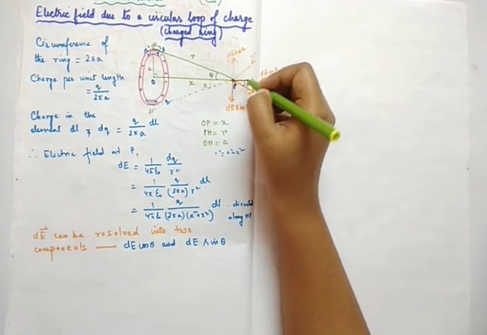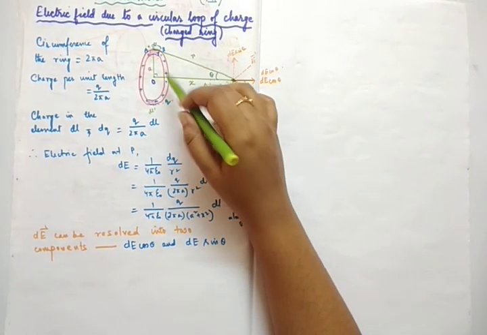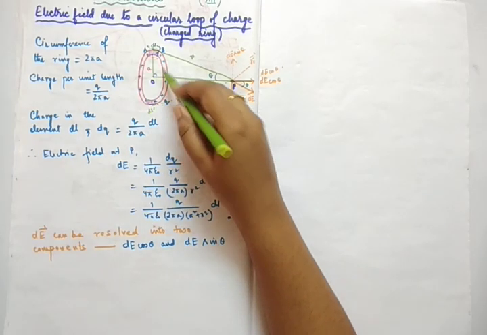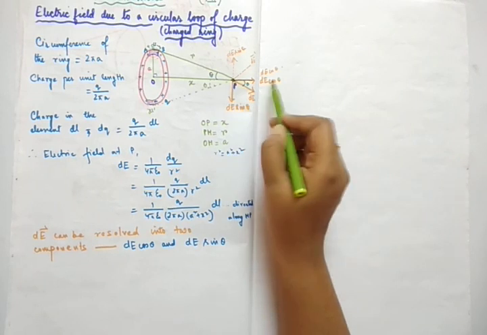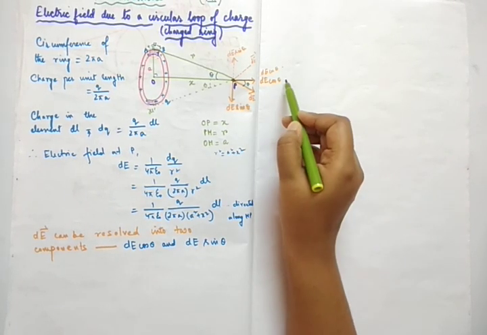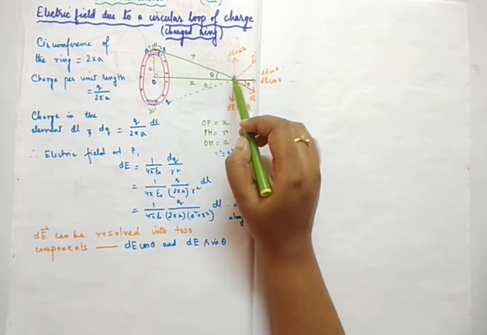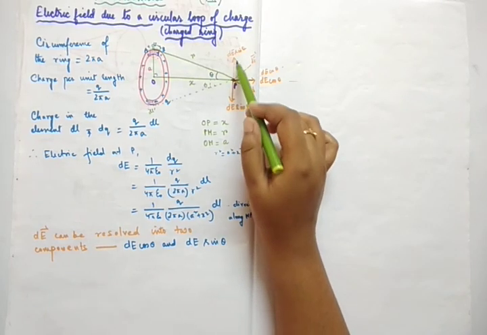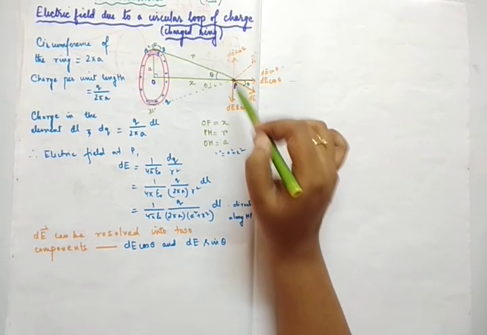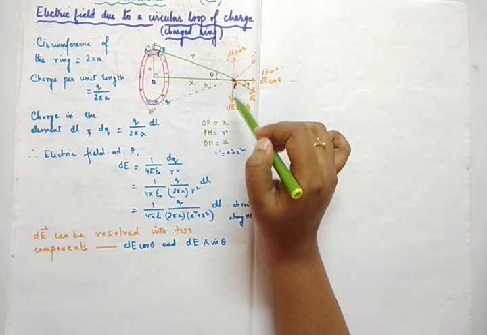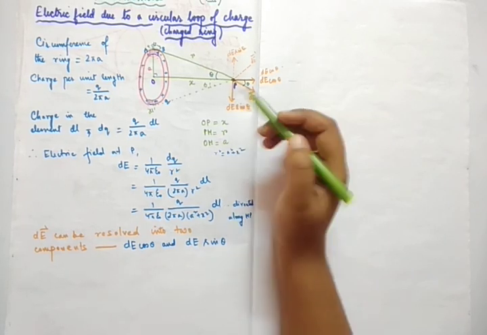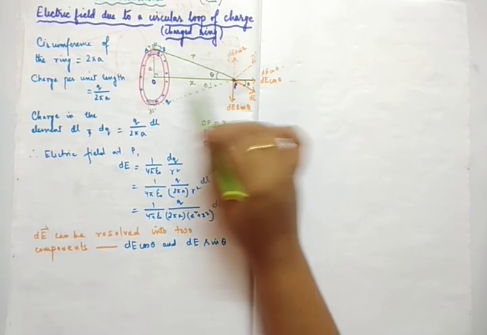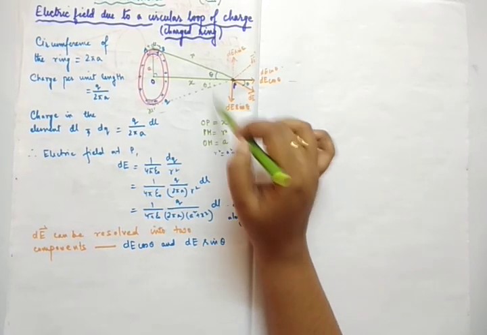So that means wherever you take a small charge element, in all the cases, you would get the dE cos theta components getting added along this direction, and all the dE sin theta components getting cancelled out, because these are of equal magnitude and in opposite directions. And as we know in vectors, if two vectors are equal and opposite, they mutually cancel each other out.